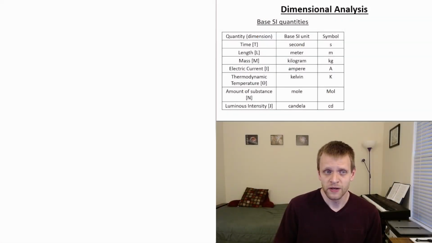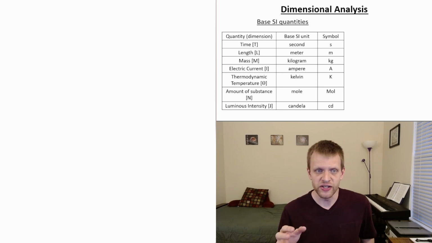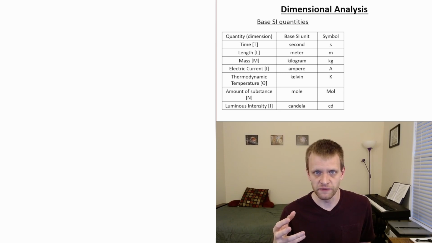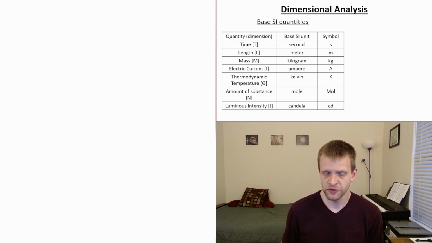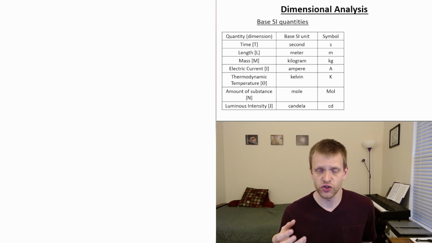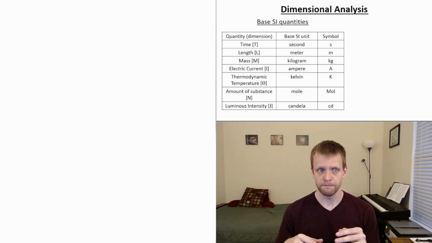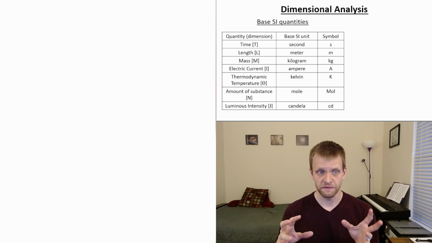Hi everyone. In the previous video on dimensions and units, we looked at how we can identify a base set of different kinds of physical quantities, and from these base quantities and combinations of these base quantities, we can describe pretty much any type of physical quantity that can be measured.